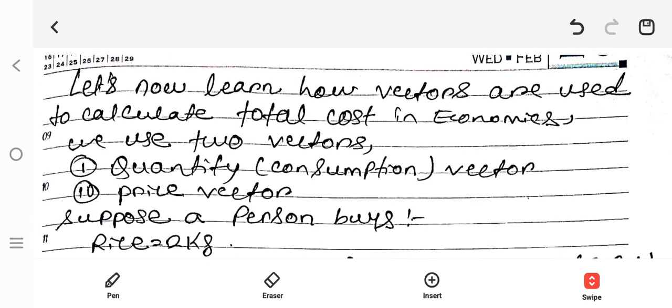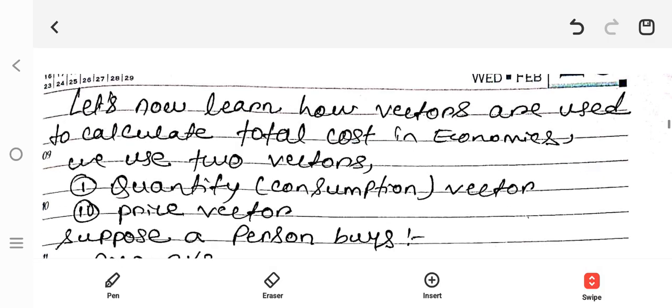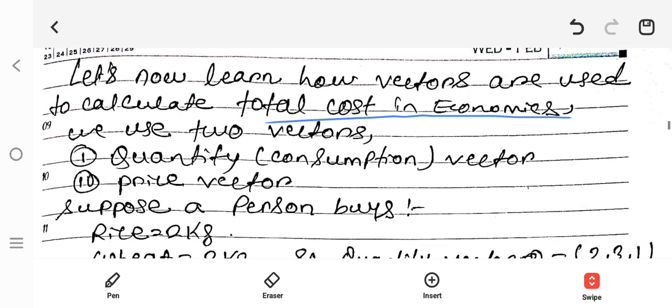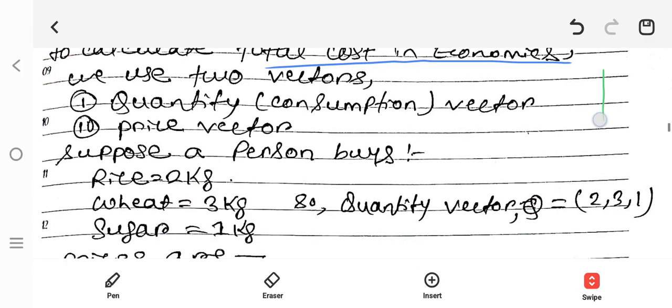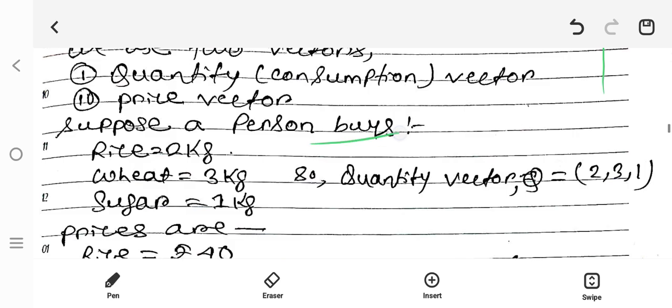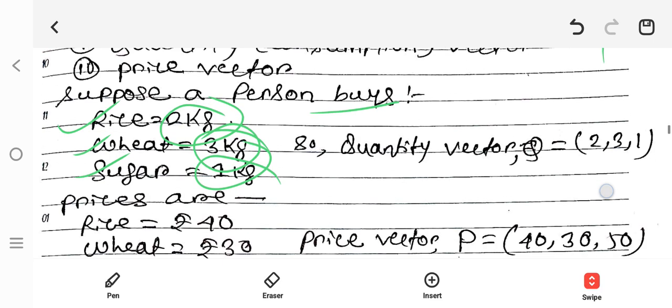So let's now learn how vectors are used to calculate a total cost in economic science. Here we use two vectors, a quantity vector and a price vector. Suppose a person buys three goods: rice, wheat, and sugar. Rice 2 kg, wheat 3 kg, and sugar 1 kg. So we can represent the quantity vector by q as follows: 2, 3, 1.